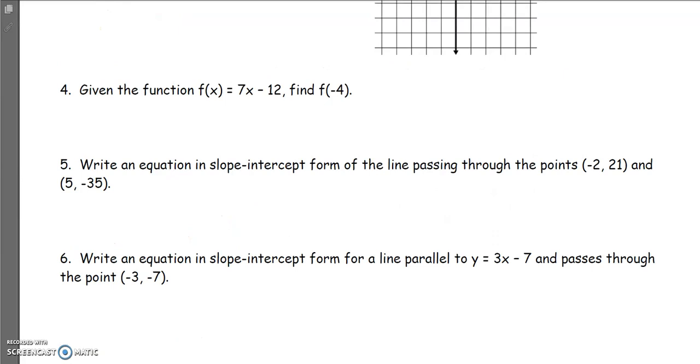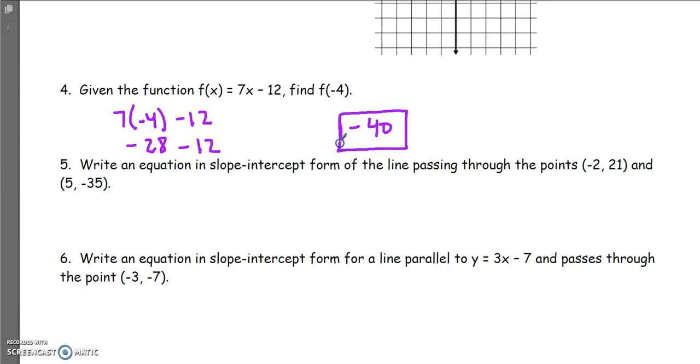Number 4 says, given the function f of x equals 7x minus 12, find f of -4. So remember, this is a fancy way of writing a y, so this is my fancy way of writing my x. So I have 7 times -4 minus 12. And if I work that out, then I have a -28 minus 12. And if I combine those terms, I'm going to end up with a -40. So my answer for number 4 would be f of -4 equals -40.